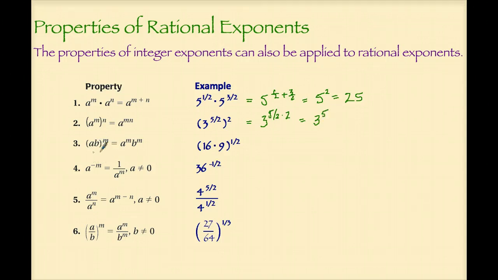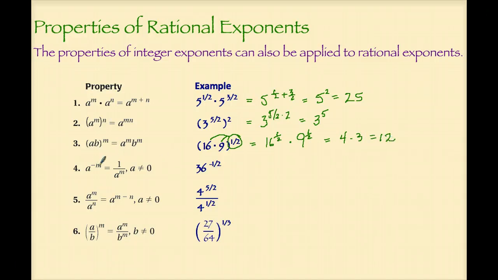This property says that if you have a product raised to an exponent, each factor can be raised to that exponent. So that's what we're going to do here. Take this lurking exponent and apply it to both of these factors. This becomes 16 to the 1/2 power times 9 to the 1/2 power. Remember, to the 1/2 power means square root of 16 times square root of 9. So that's 4 times 3, which is 12.